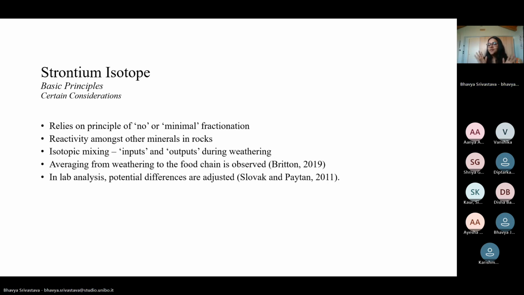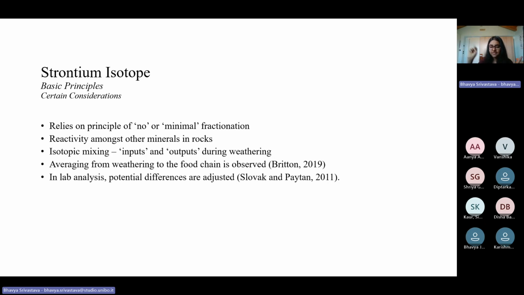So the conclusion from this slide is that the theory that we had discussed earlier remains the same. The strontium ratio difference in rocks and the strontium ratio difference in the human body, if that is sampled, are compared and the provenance is identified.